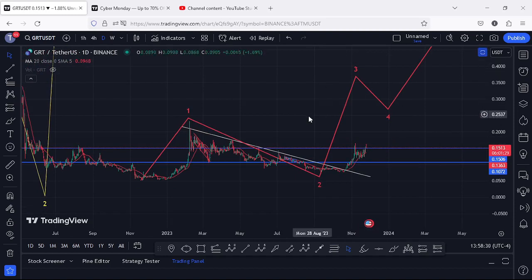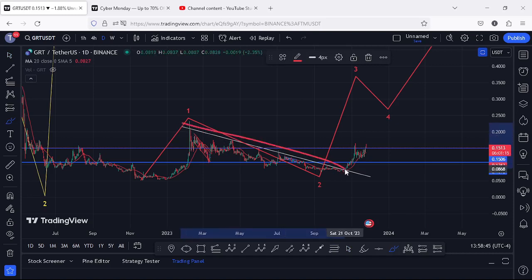The first indication that this impulsive move in the formation of wave 3 is just getting started is that on the daily chart we have seen a break to the upside of this descending trend line in a move that gave us a high above the $0.16 mark. That is the first indication that we are starting to see some impulsiveness in the formation of that wave 3.